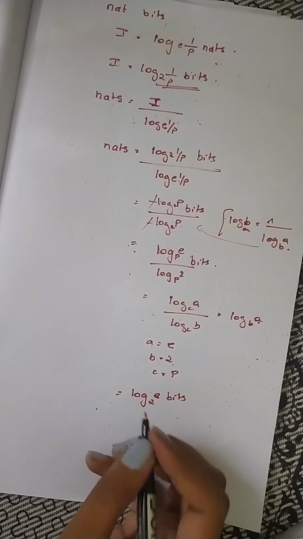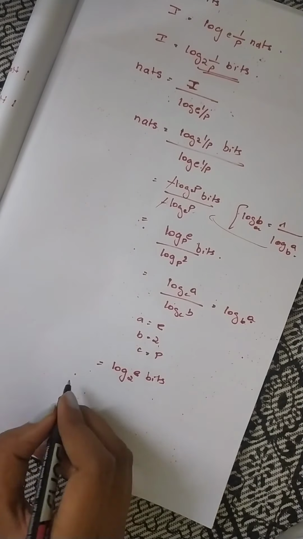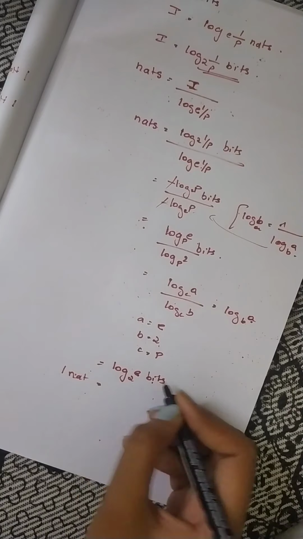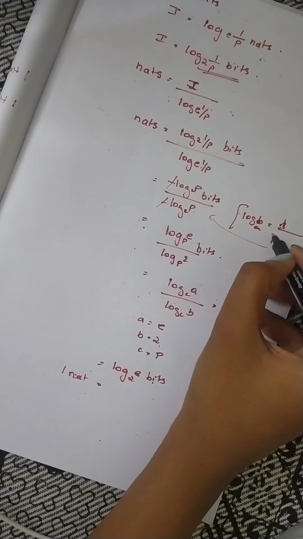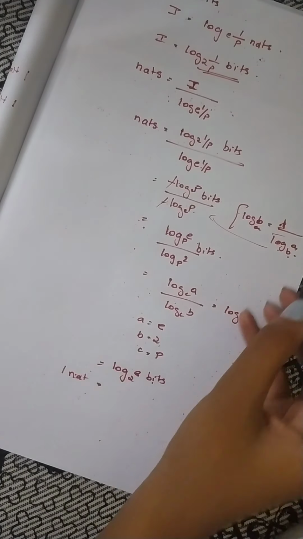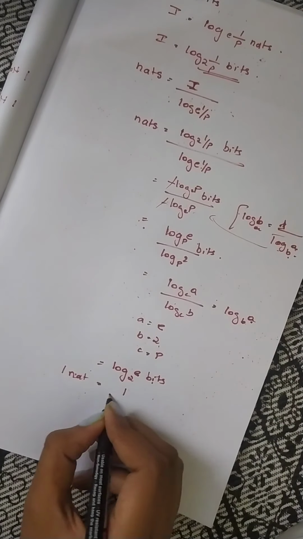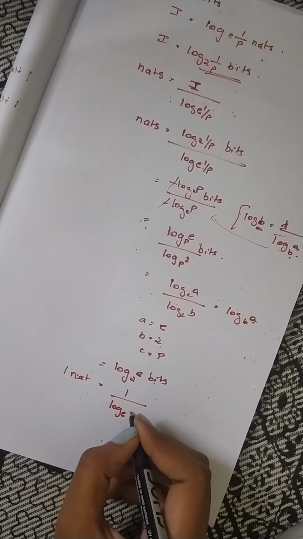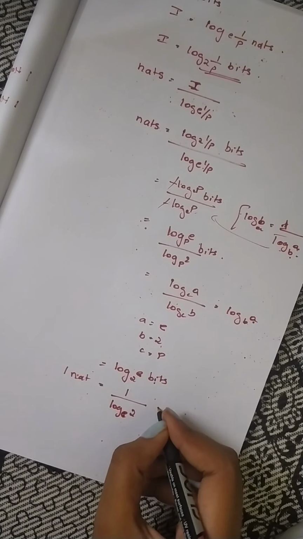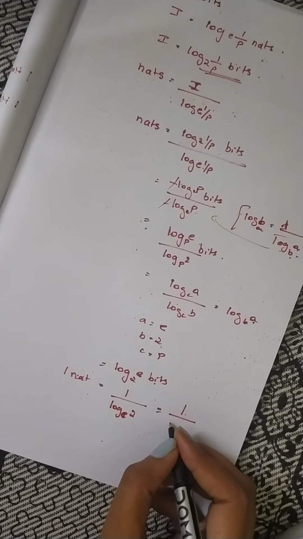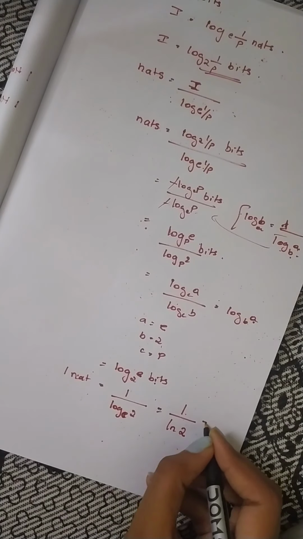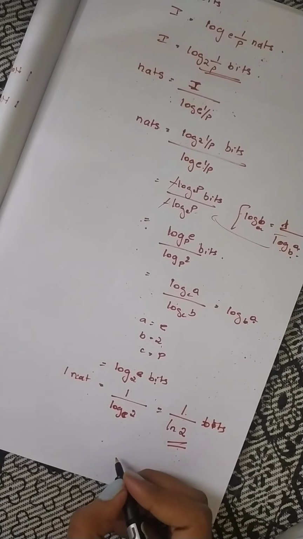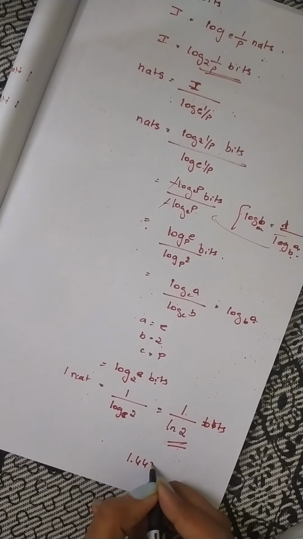Okay, so you can rewrite this as 1 nat is equal to, again using this formula, 1 divided by log 2 to the base e. I can directly write it as ln 2 bits. So put this value in calci, you will get 1.443 bits.